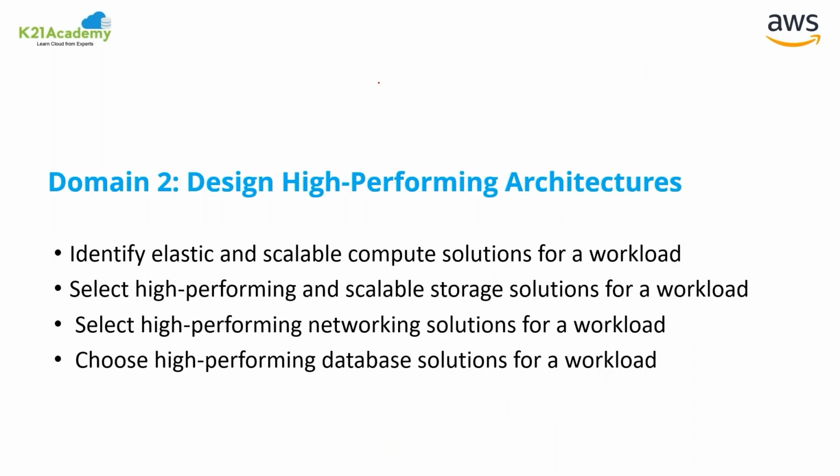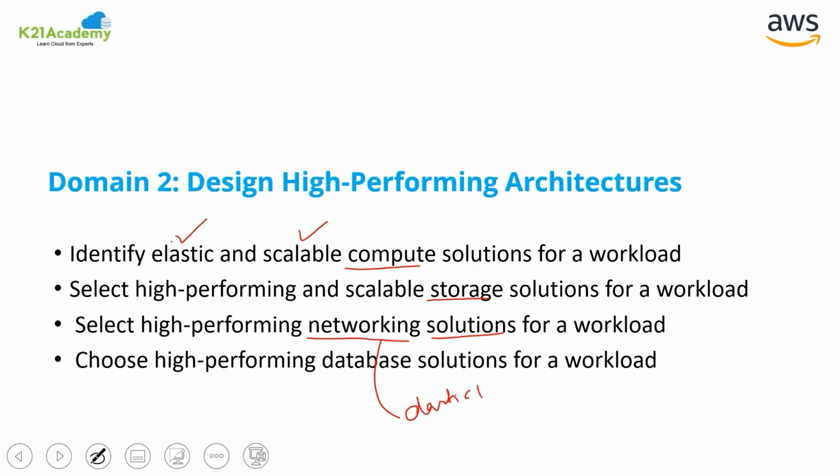So you need to identify that your infrastructure is elastic and scalable. Whatever compute resources you are selecting, they should be scalable and elastic in nature. Select high performing and scalable storage, not only the compute. Think about the storage solution also. How can you make it high performing and scalable? Then a high performing and scalable networking solution. So think about the Elastic IPs, think about the ENI. We have studied about the ENI, right? Think about that. Think about using the load balancer.